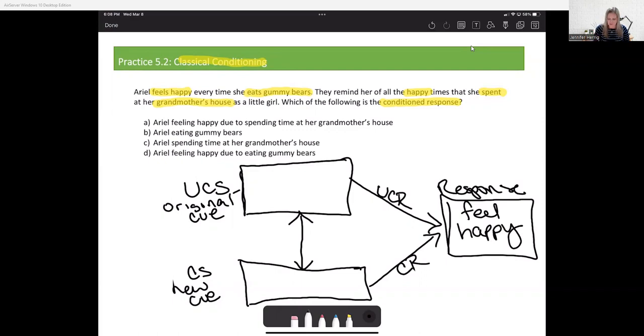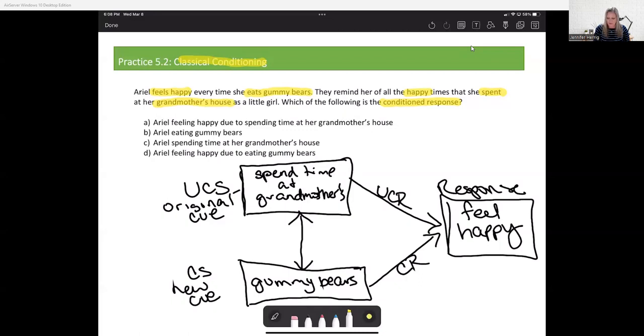And then we want to ask ourselves to determine our two stimuli, what made her feel happy originally? And going back here, we know the gummy bears are reminding her of spending time at her grandmother's house. So we know that spending time at her grandmother's house was the original. And we know that the gummy bears are the new cue. All right, so now we have our diagram all filled out, and all we have to do is look for our conditioned response.